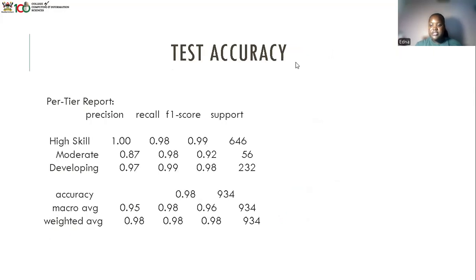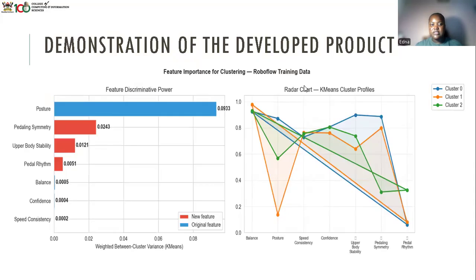For the test accuracy, our K-means achieves 98% overall accuracy on the 934 test samples that we have evaluated. Next, I'm going to move on to the next model.